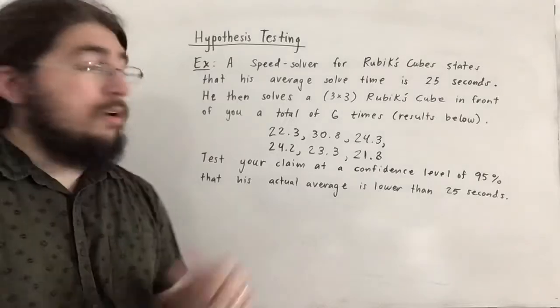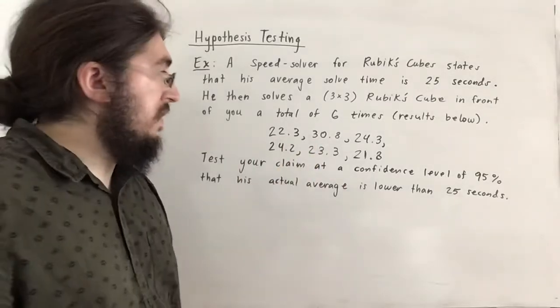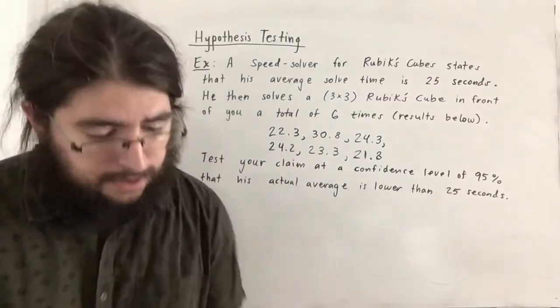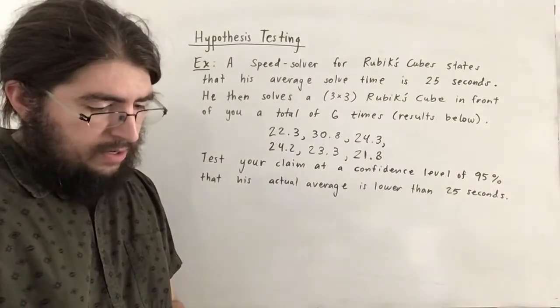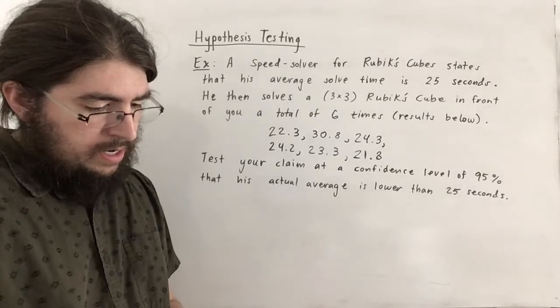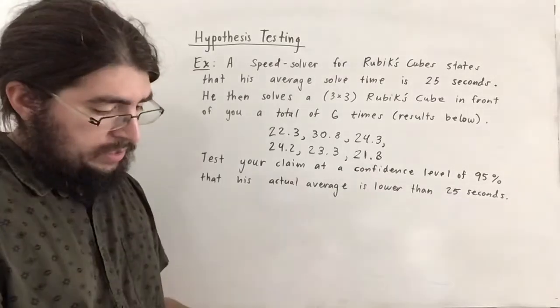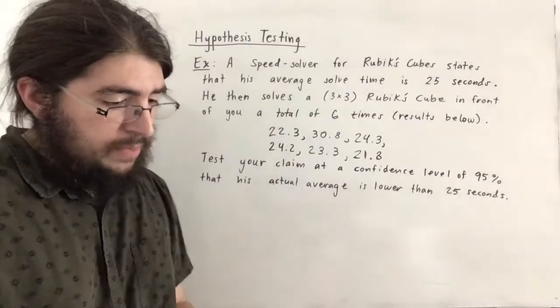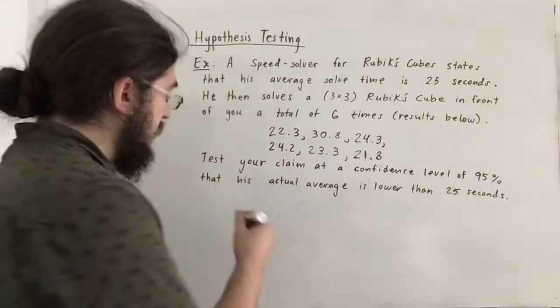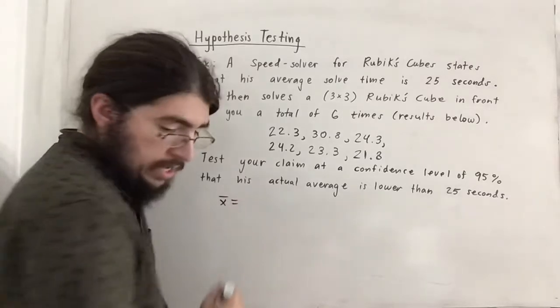Whew, not bad. And notice one of the times is actually more than 25 seconds, so it's not obvious what's going to happen here. Now, what I'm going to do is use one var stats in my calculator, and I have all these inputted except for the last one. So the last one was 21.8.